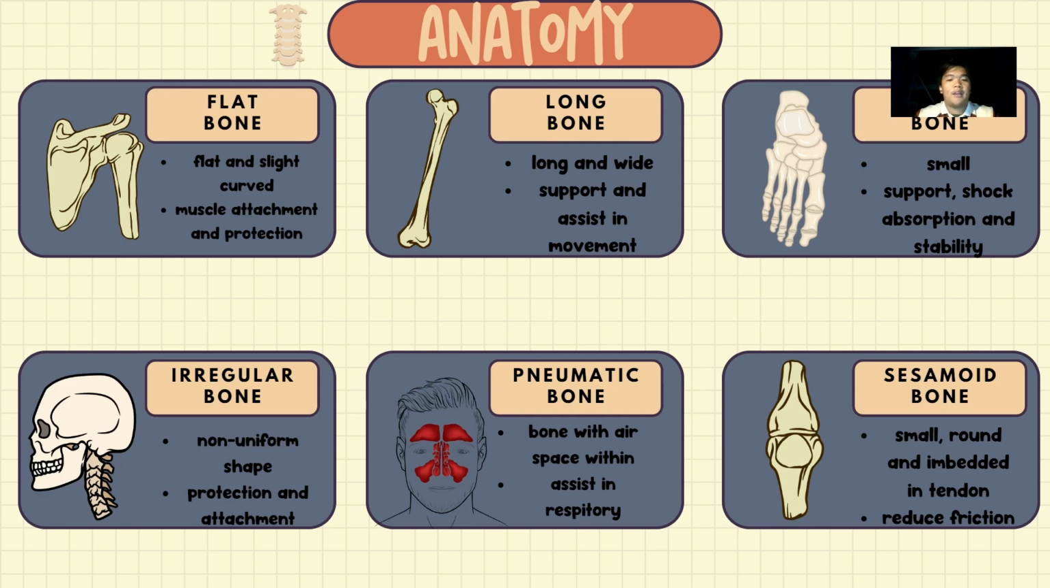And a pneumatic bone is a bone with a space within it, and it works to assist in respiration. And also the sesamoid bone is a small and rounded bone, and it sometimes looks like a seed, and it is embedded in our tendon, and it works as a friction-reducing bone.